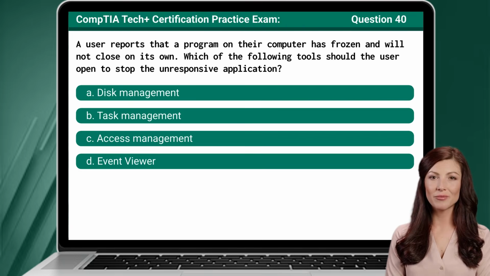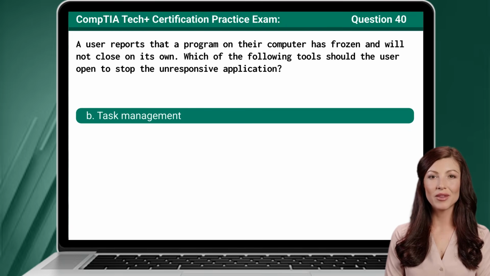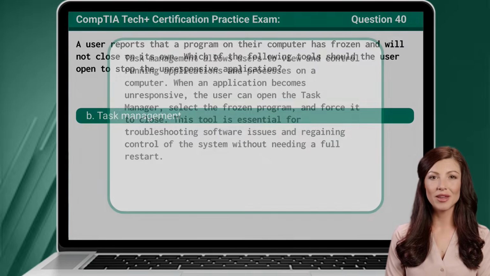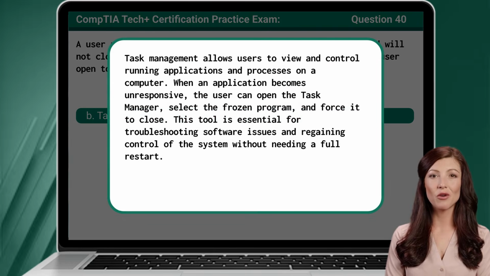The answer is B. Task management. Task management allows users to view and control running applications and processes on a computer. When an application becomes unresponsive, the user can open the task manager, select the frozen program, and force it to close. This tool is essential for troubleshooting software issues and regaining control of the system without needing a full restart.